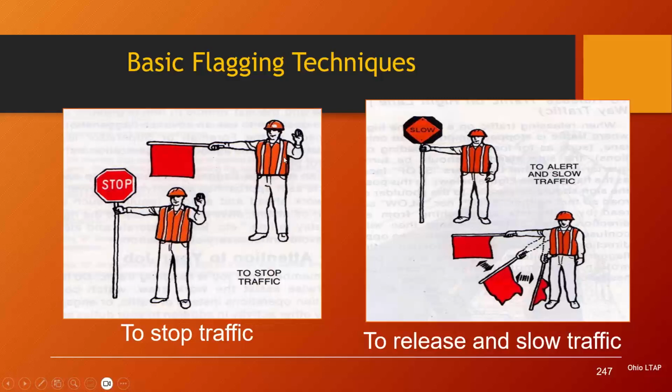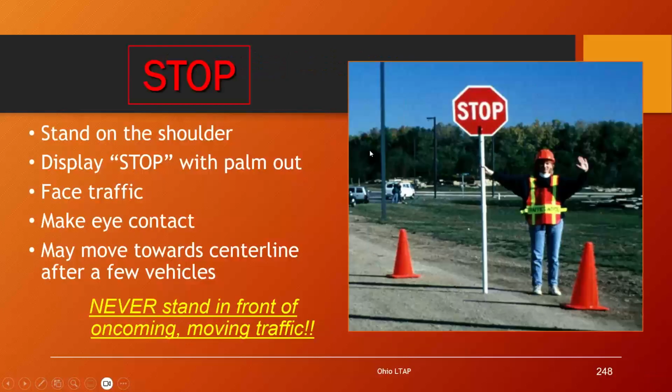Straight out, and the flag is hanging down. And then over on the right, to release traffic, you're going to have the slow part of the paddle facing traffic, and I have some better pictures of that here in a little bit. And then the flag, he's raising the flag up to shoulder height, but not above shoulder height, and then back down. So let's look at some pictures we took in the field of flaggers doing it right.